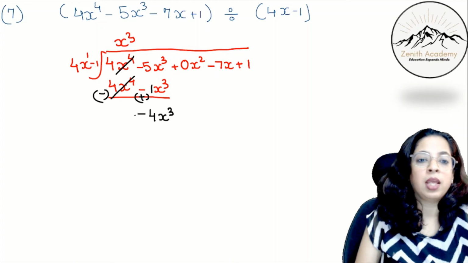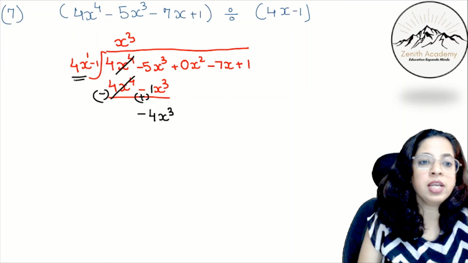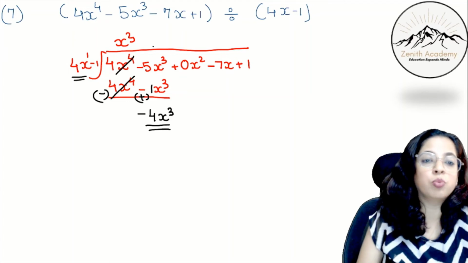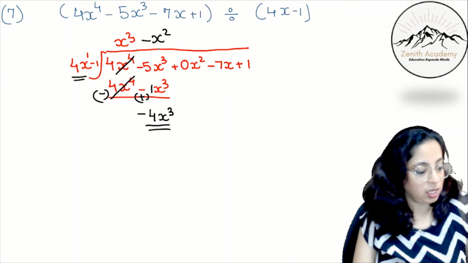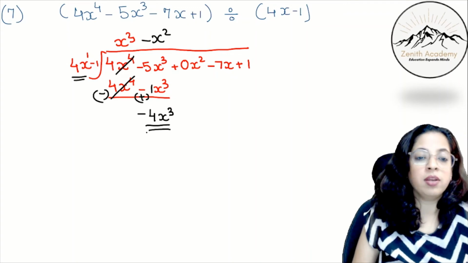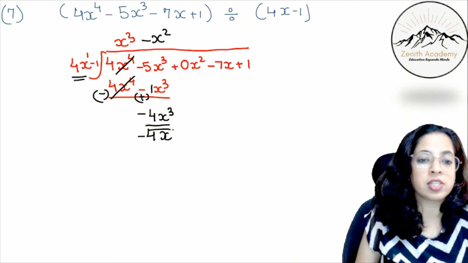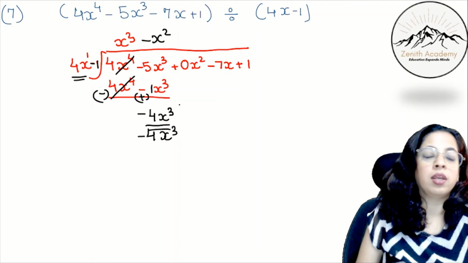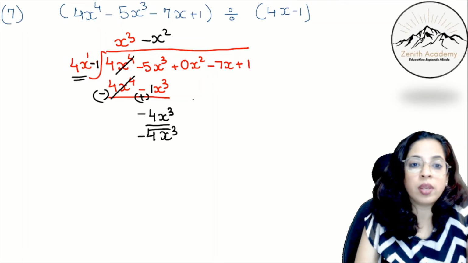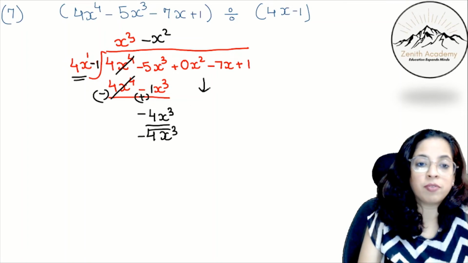Isn't it? Now, this is 4x and this is minus 4x cube. So, I will have to write minus x square. Isn't it? Minus x square will give me minus 4x raised to power 3. Now, minus x square into minus 1 will give you plus x square. Right? First, I will have to copy this as it is.